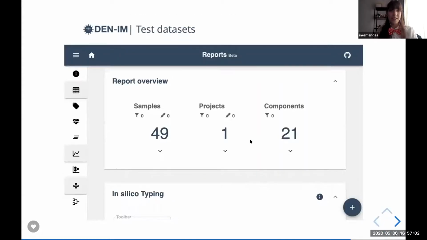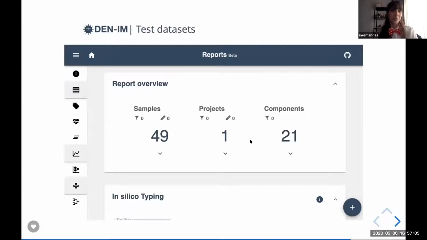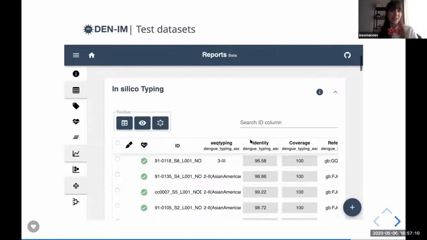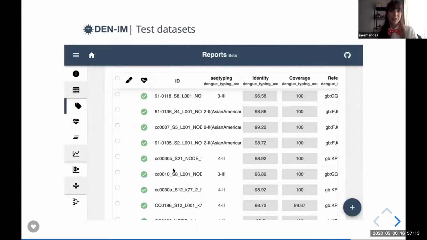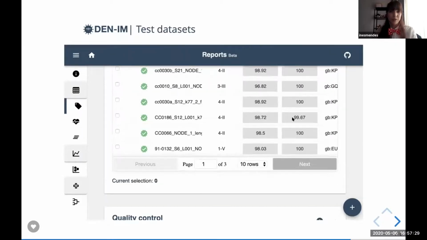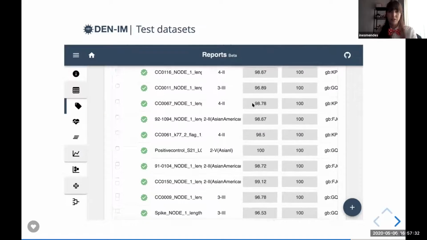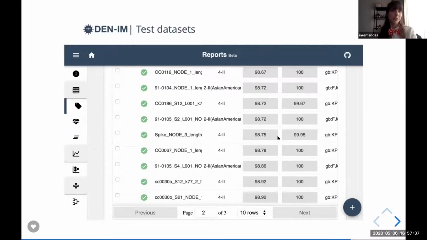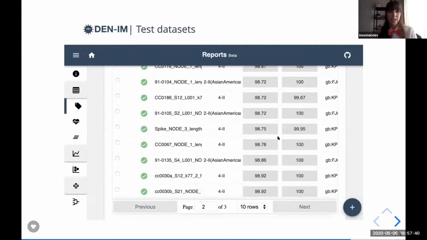Here I have embedded a report. This is built with JavaScript and React. First of all, you can see the in silico typing results. You have for each sample that you analyze the classification, the identity, and the coverage, and also the ID of the closest reference that we have in our 161 database for typing. You can also sort it by identity. But here is just a quick visualization of the typing.